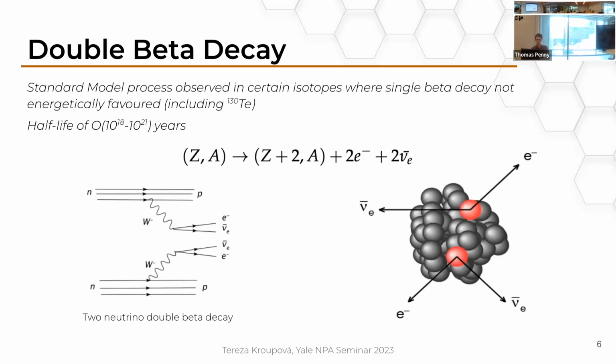Double beta decay itself is a Standard Model process that has been observed in certain isotopes. Importantly for SNO+, one of them is tellurium-130, which is our choice of the double beta isotope. In this process, you have two nucleons of the same nucleus undergoing a beta decay simultaneously. So from that, you get two neutrons converted into two protons. You have two electrons coming out of that reaction and two anti-neutrinos. Because this has to happen simultaneously, the half-life of that process is usually very long.